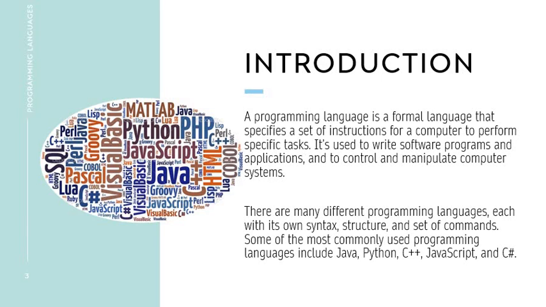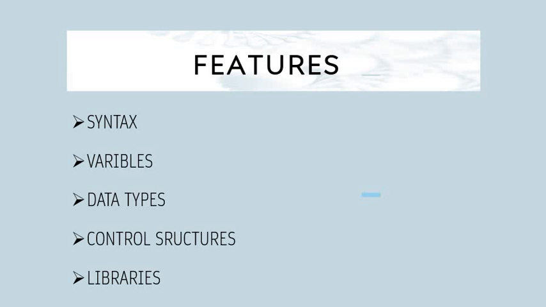Applications and programs are nothing but instructions that cause an application to run or be manipulated. There are many different programming languages, and each has its own syntax, its own structure, and its own set of commands. So what are the features of a programming language?